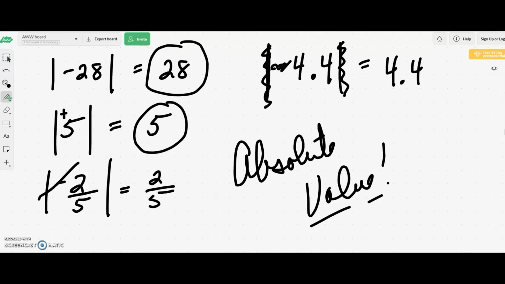Making a number and getting its absolute value. So for any number I give you, strip away the sign. That's the rule. You strip away the sign, and then you have the absolute value. And that's going to be the first part of our video.